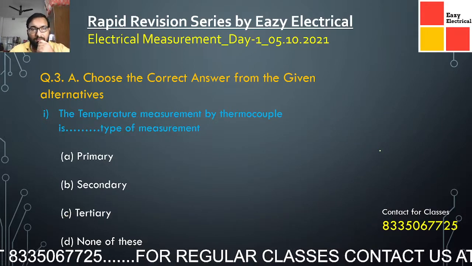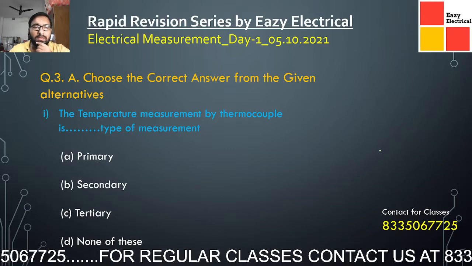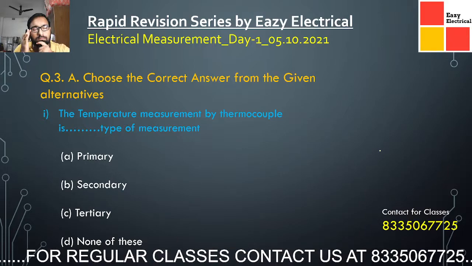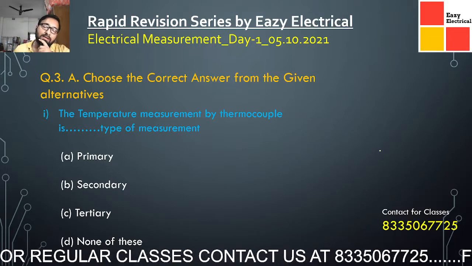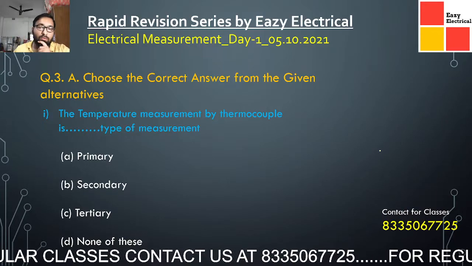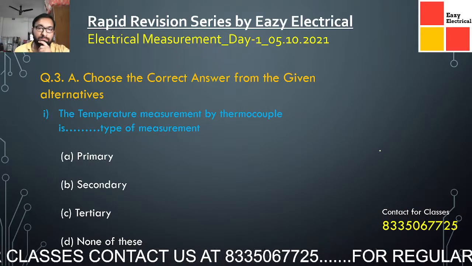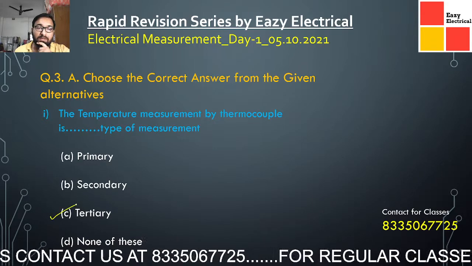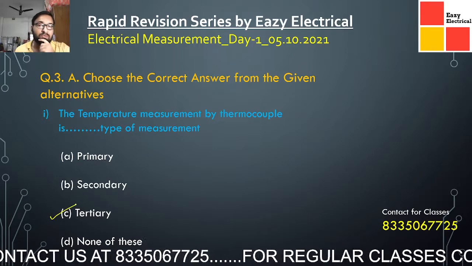Now coming to the third question. The temperature measurement by thermocouple is dash type of measurement. A thermocouple is a device that, whenever there is a change in temperature, sends an electrical signal. So it is a tertiary type of measurement. Here direct measurement is not done.